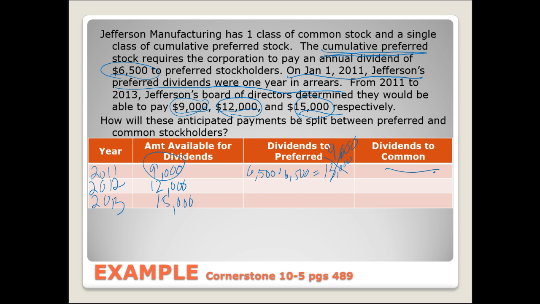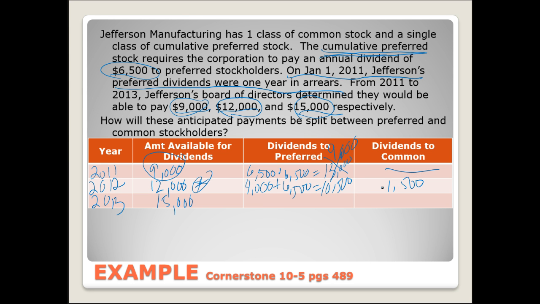And in fact, when they start 2012, they still owe that remaining $4,000 from 2011 to their preferred shareholders, plus they owe that year's amount, so they owe $10,500. Do they have anything left in 2012 to pay their common shareholders? Well, yeah, they do, because they thought they were going to have $12,000, which means they have another $1,500 that they can give to their common stockholders.